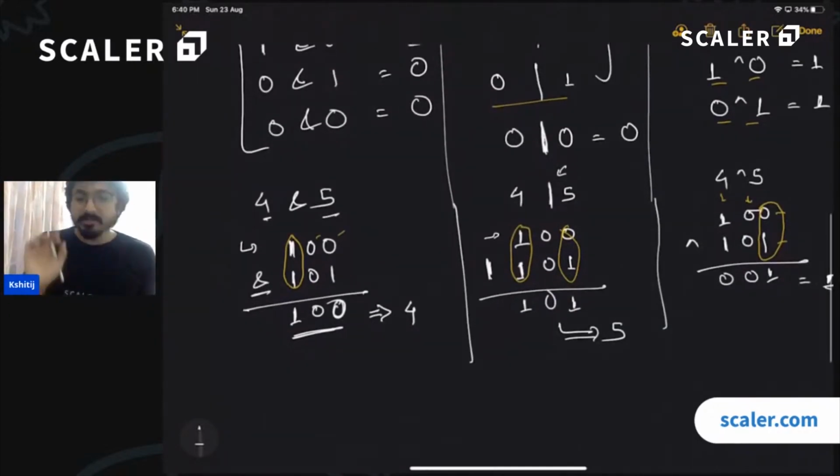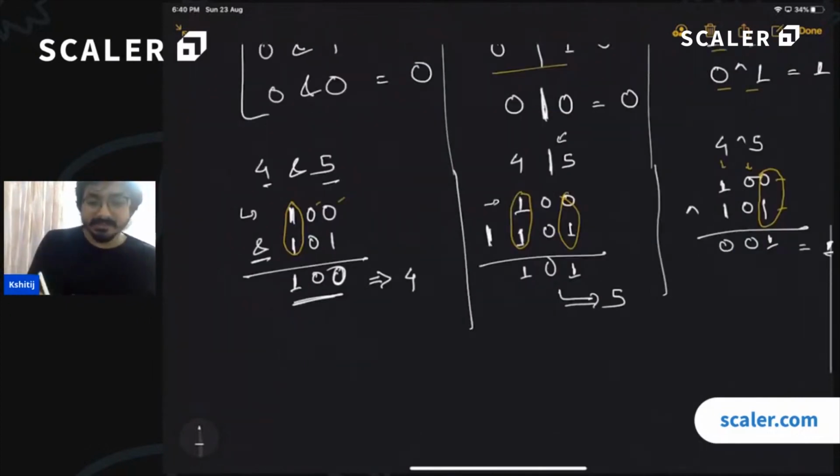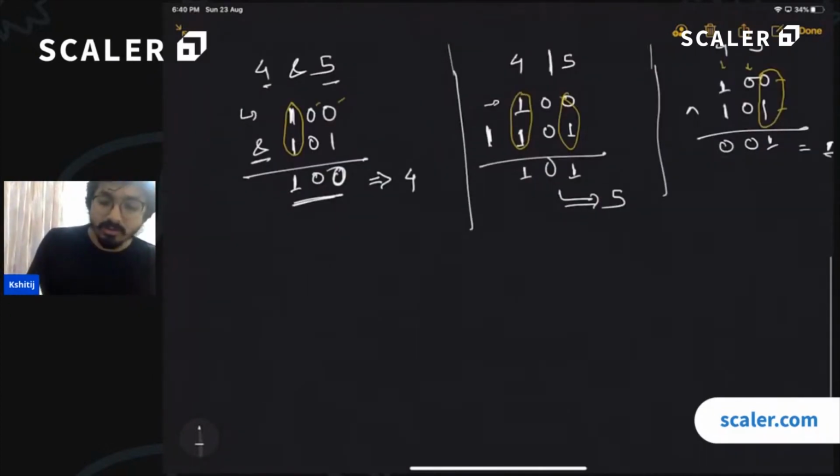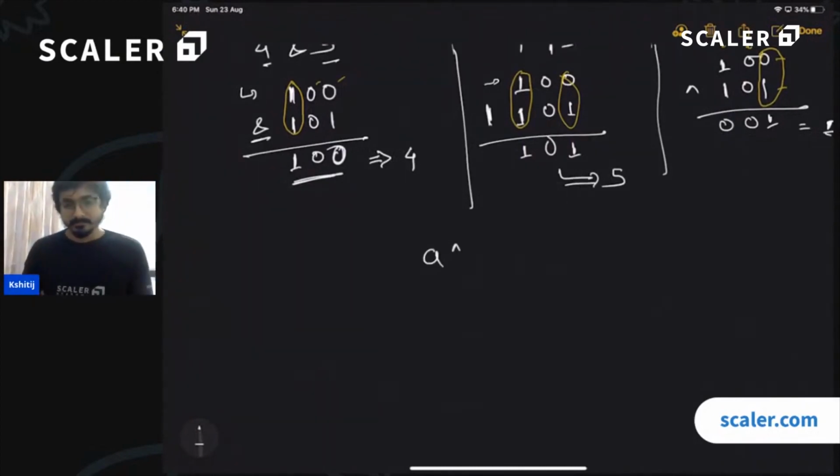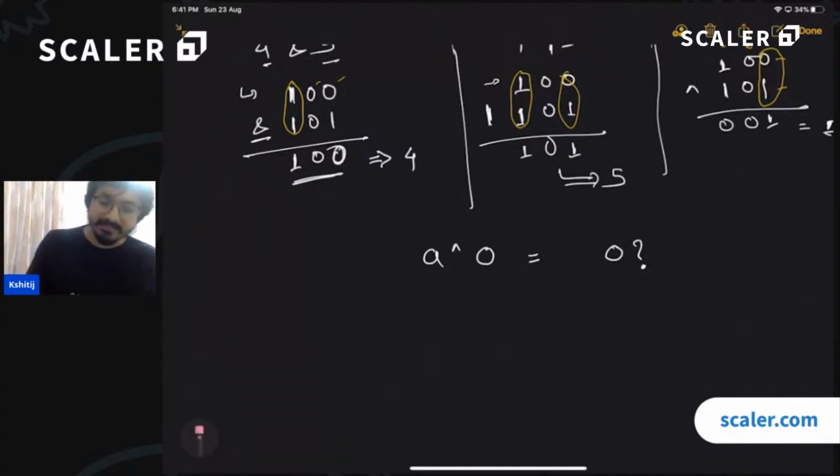Now tell me one thing. If I tell you that a is an integer and you have to calculate the XOR of a with 0, what should be the answer? Should 0 be the answer? XOR of a with 0. Correct. The XOR of a with 0 is going to be exactly equal to a.